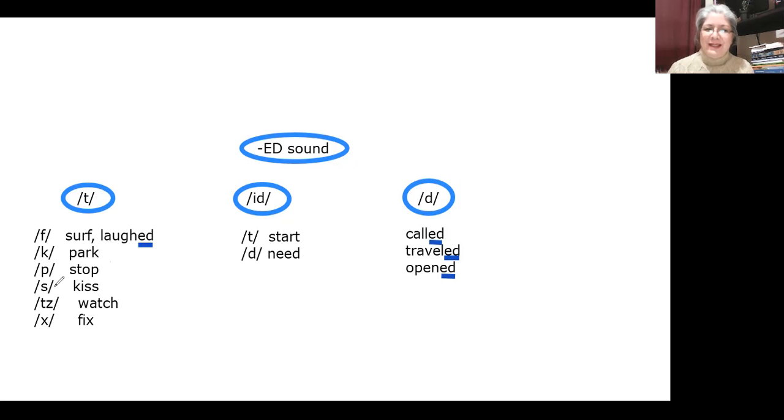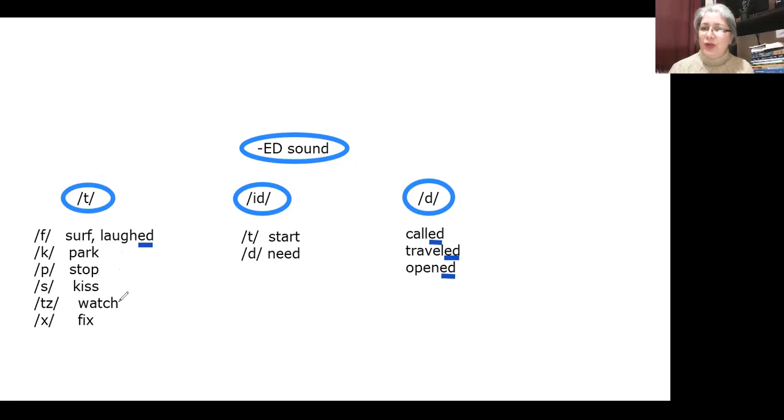This sound now, an example, kiss. What's the past of kiss? Kissed. It's difficult to use the keyboard of a regular computer, so the symbol is not exactly this one, but it's similar, okay? So ch, that's the symbol for this sound, like watch.